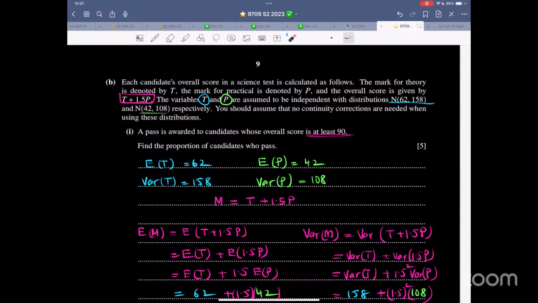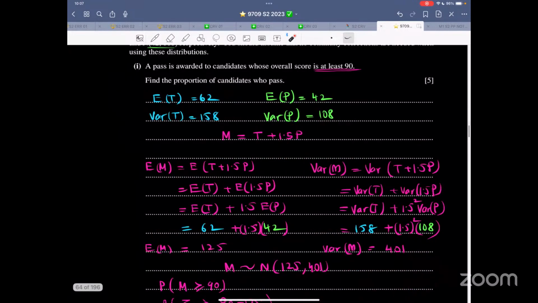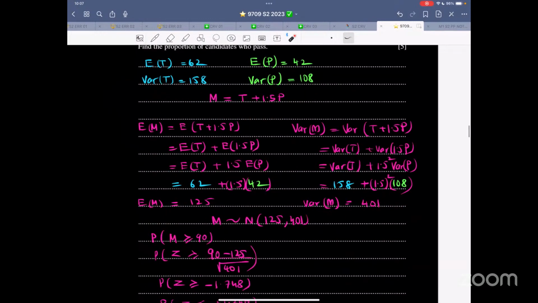So over here, why should we be doing continuity correction? They have already mentioned it. A pass is awarded to candidates whose overall score is at least 90. Find the proportion of candidates who pass, for 5 marks. First look at the working and let me know in the comment section if it's all clear.